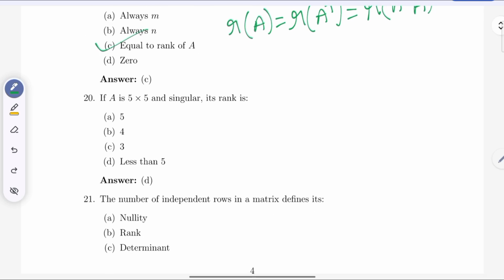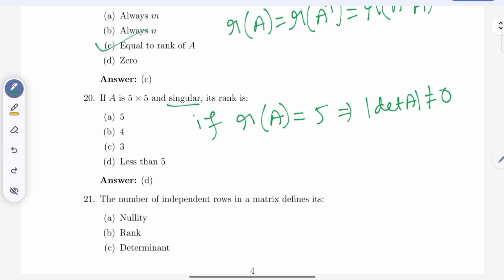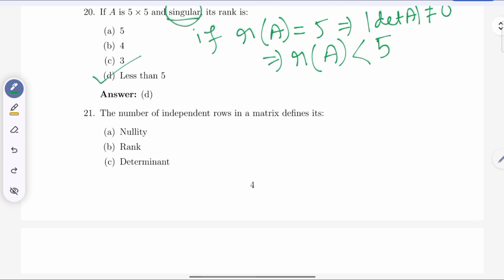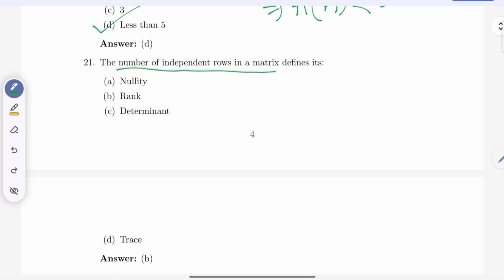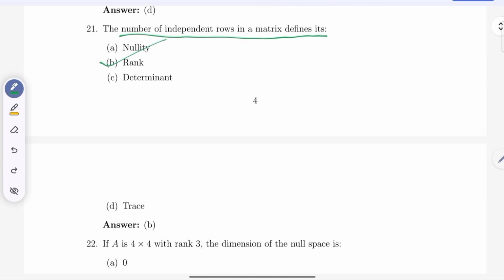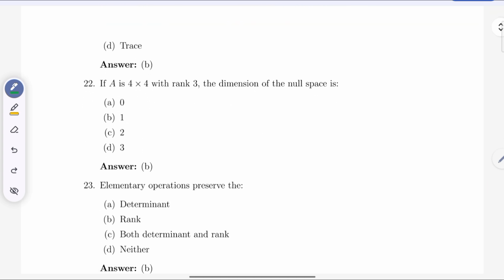If A is a 5 by 5 singular matrix, then its rank is, since it is a singular matrix, rank of A will always be less than 5, because determinant of A being non-zero implies it is full rank. But given that it is a singular matrix, rank of A is always less than 5. Option D. The number of independent rows in a matrix defines, you know that this is one definition of rank. So option B is correct.